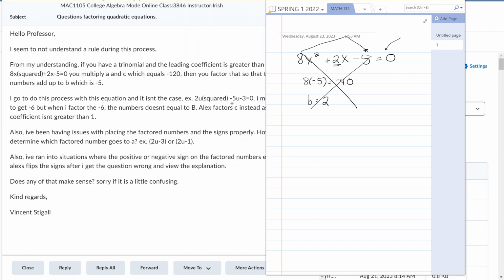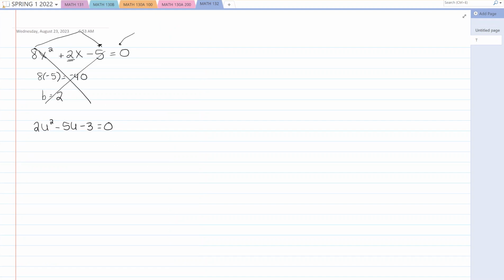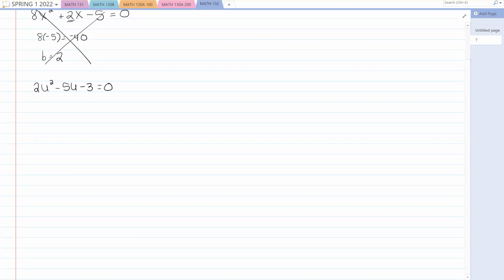If I go through the process with this equation, 2u squared minus 5u minus 3 equals 0. Okay, so let's try this one. And this may be slightly different than Alex shows you, but we're going to go for it. This is an equation, so again, my guess is they're asking you to solve for u, not just factor. Or they're asking you to solve by factoring. If that's the case, you multiply the 2 times the negative 3.